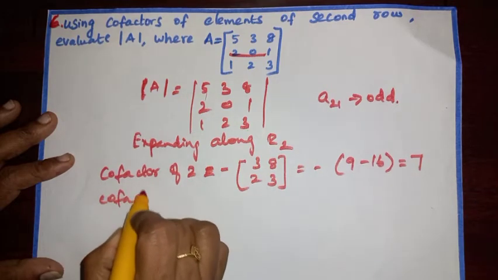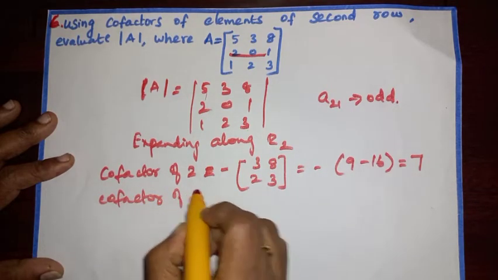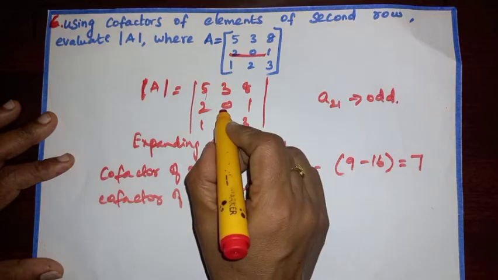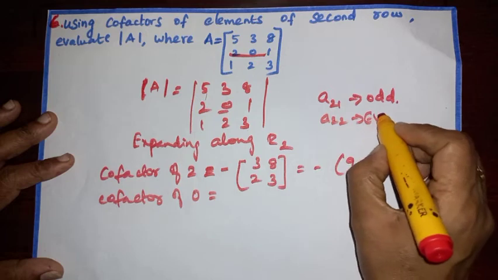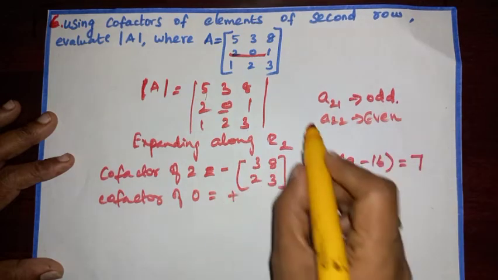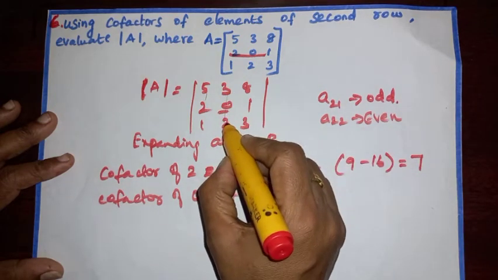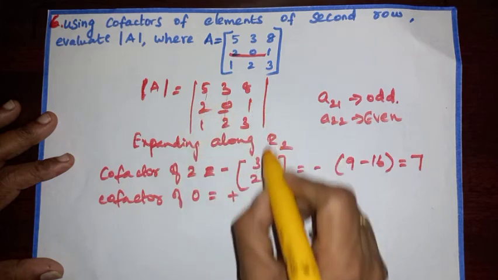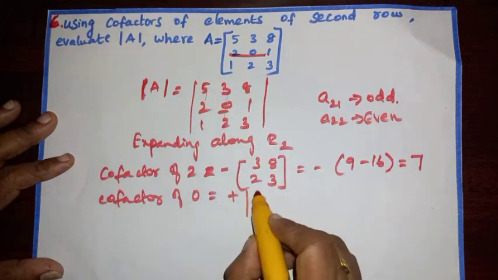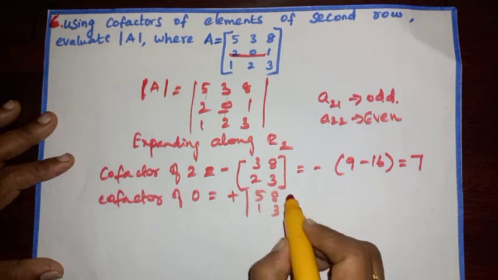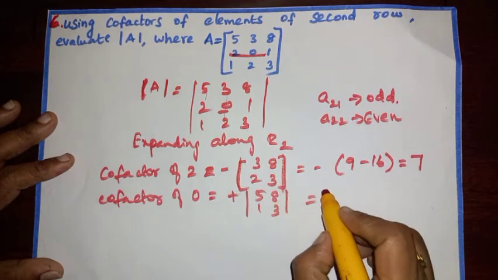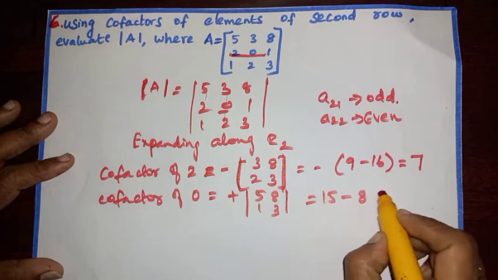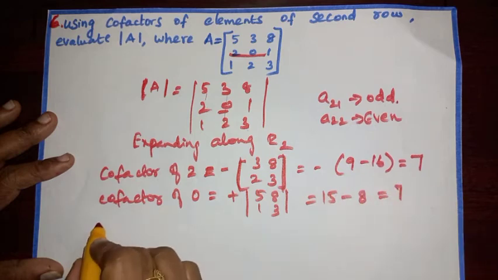Cofactor of 0, which is equal to, 0 is in the place of A22, which is even. Then use plus sign. So you have to delete second column and second row. Then we have 5, 8, 1, 3. 5 3s are 15 minus 8, which is equal to 7.